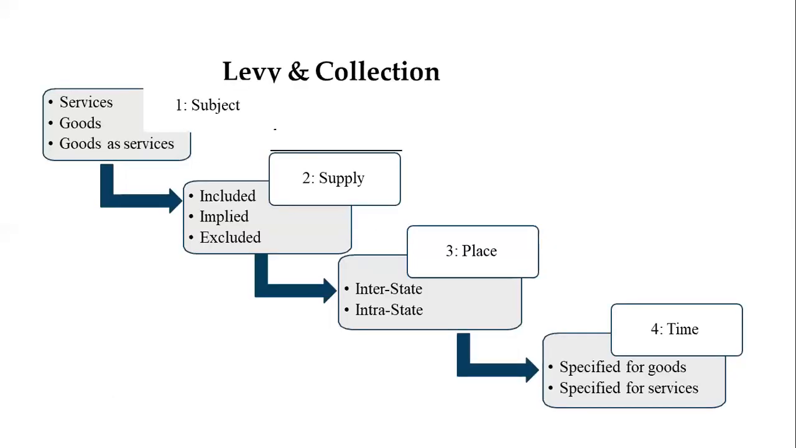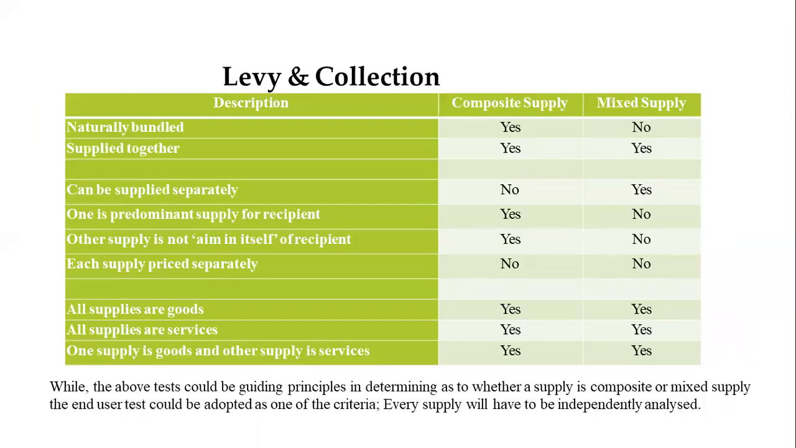Now that is the levy and calculation, and the levy and collection chart. It always starts with the goods and services. Then we come to the supply portion. The supply should include implied and excluded portions. In the place, obviously there are two places, the interstate and the intrastate, and the time is specific for the goods and specific for the services. Now we will come to the levy and collection portion.